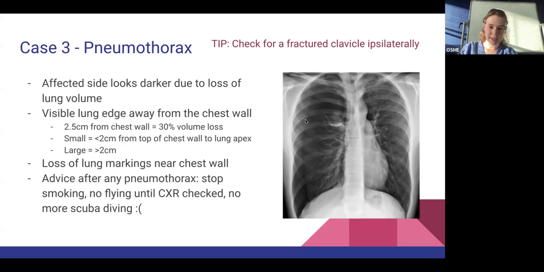And I hope you can see here, it's faint, but you should always, always, always look for it, is this line here, and that's the edge of the lung. You can see that it's a different shade to out here. There's no clear pleura around here. It's all here. There's no lung markings, no nothing. And if the visible lung edge is 2.5 centimeters away from the chest wall, then you've lost 30% of lung volume. It's measured from up here. So chest wall to lung apex, small is below 2 centimeters and large is above.